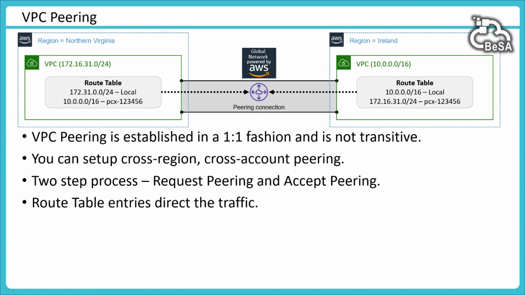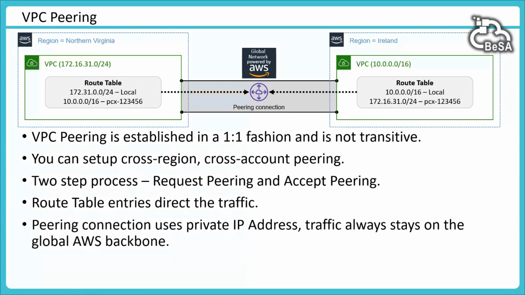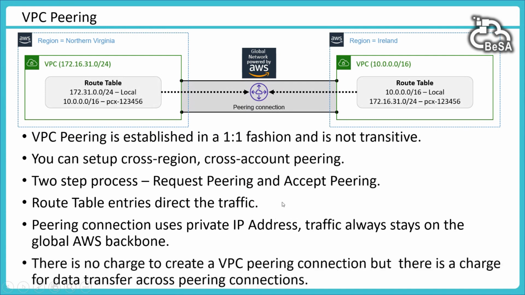And route table entries direct the traffic. All the mechanism of forwarding is done by route tables. Plus peering connections use private IP addresses. Traffic always stays on the AWS global backbone. So we would be automatically identifying the IP address range, which is private, and will always forward traffic going through that. So that's how you would utilize that, right? Now, okay, last topic question here. There is no charge to create a VPC peering connection, but there is a charge for data transfer across the peering connection. So when I create a peering connection, no problem at all. But when I send traffic over it, I would be paying data transfer charges on that. So just be aware of that, right?